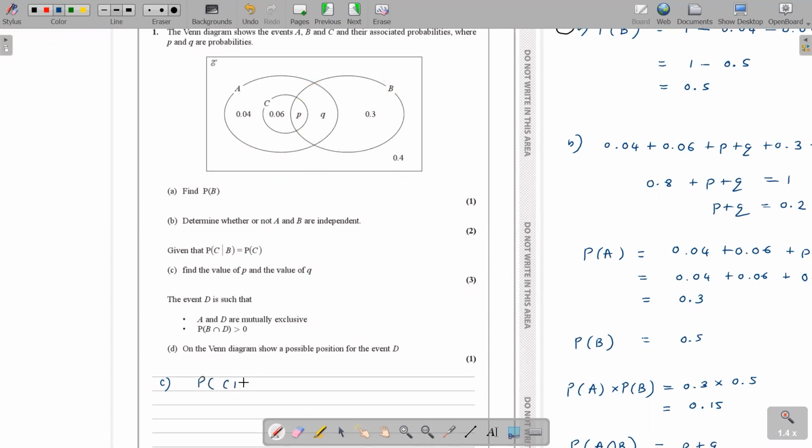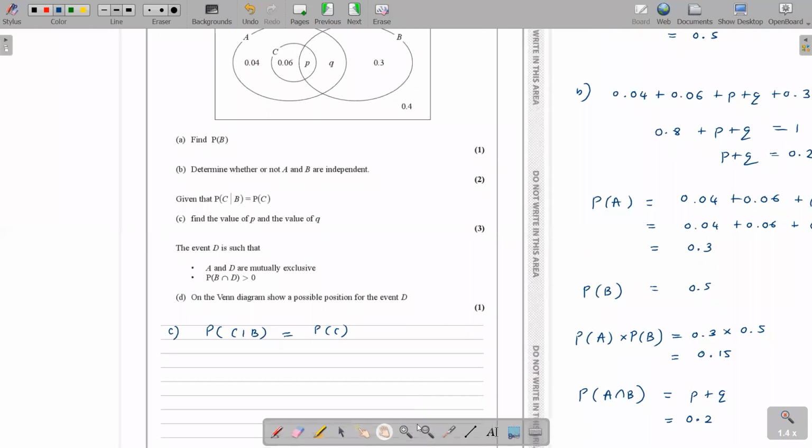Do you know what this means? So basically, probability of C given B means given that B has already happened, the probability of C happening. That's what we mean by conditional probability. So B has already happened. Given that B has happened, what's the probability of C happening? And do you see the answer is directly probability of C?